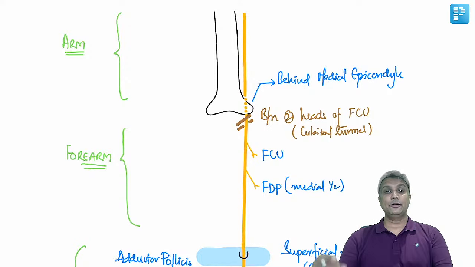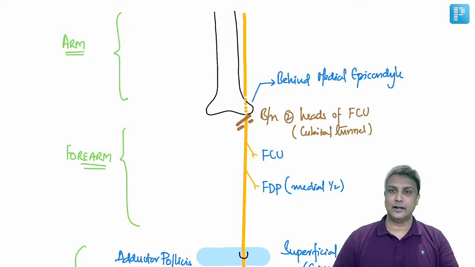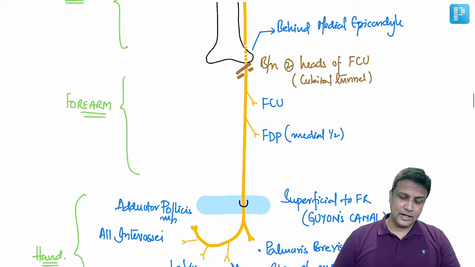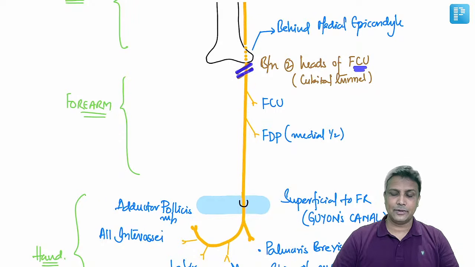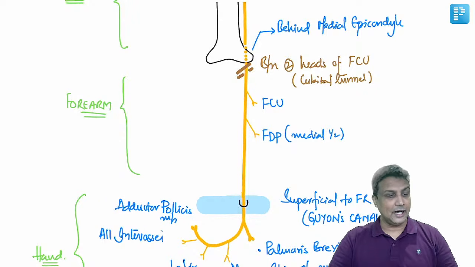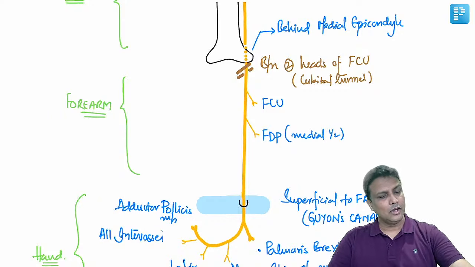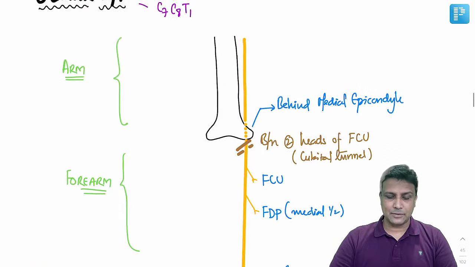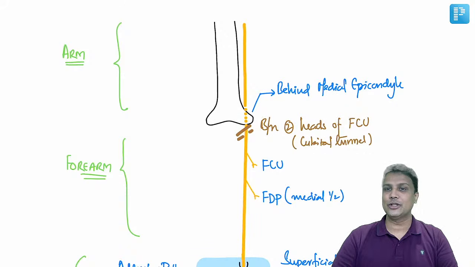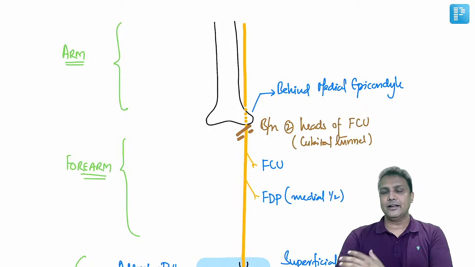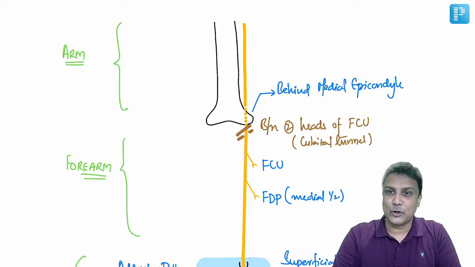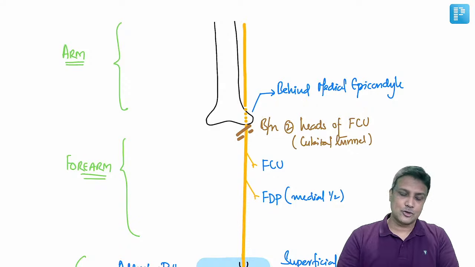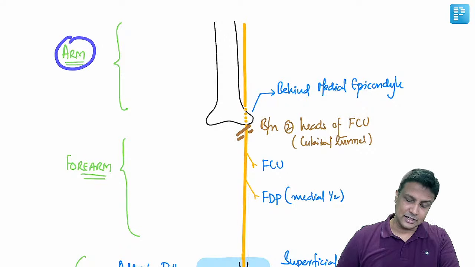What is the nerve which is going to pass behind the medial epicondyle? That is your ulnar nerve. And it is going to enter into the forearm passing between the two heads of a muscle, and that muscle will be the flexor carpi ulnaris muscle. Now, will the ulnar nerve supply any muscle in the arm? Remember, it is not going to supply any muscle in the arm. I told you the golden rule very clearly. The anterior compartment is taken care of by the musculocutaneous nerve, and the posterior compartment is taken care of by the radial nerve. So in the arm, it is not supplying any muscle here.